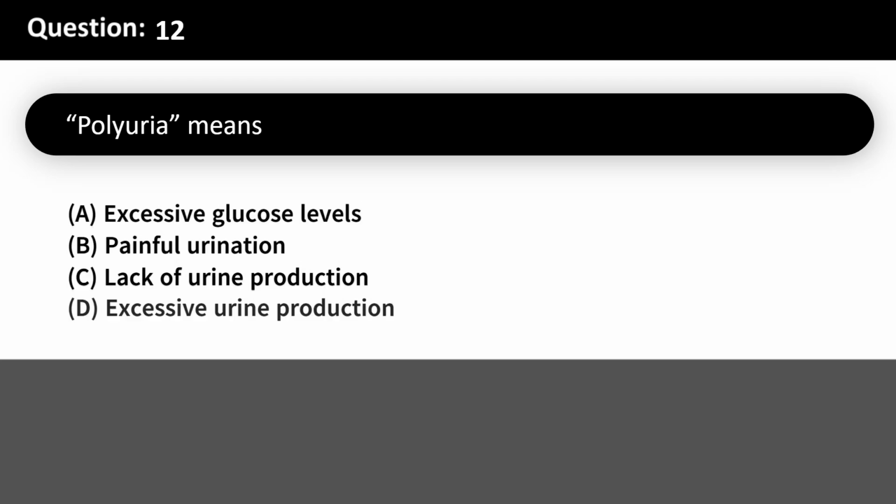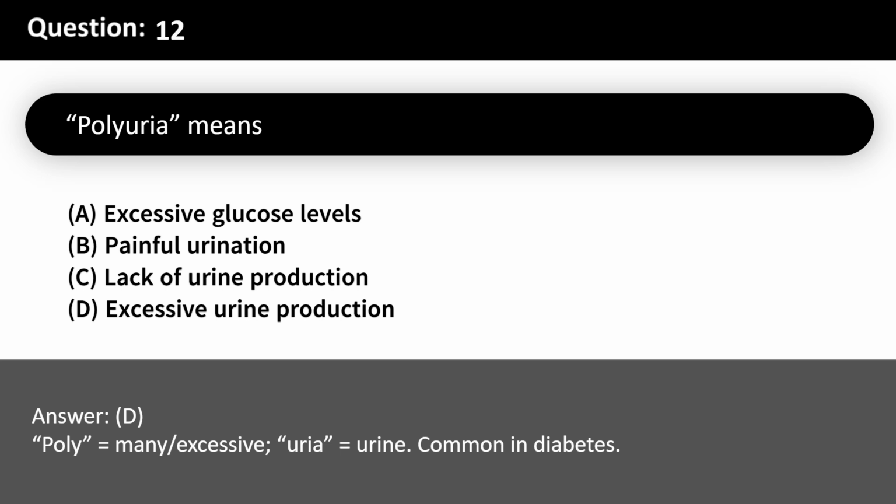Polyuria means: A. Excessive glucose levels. B. Painful urination. C. Lack of urine production. D. Excessive urine production. Answer, D. Poly equals many or excessive, uria equals urine. Common in diabetes.